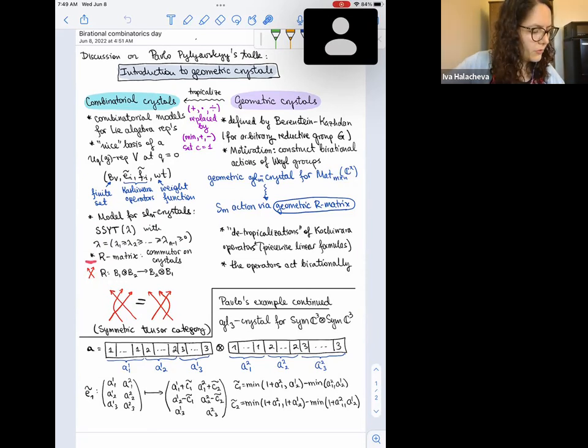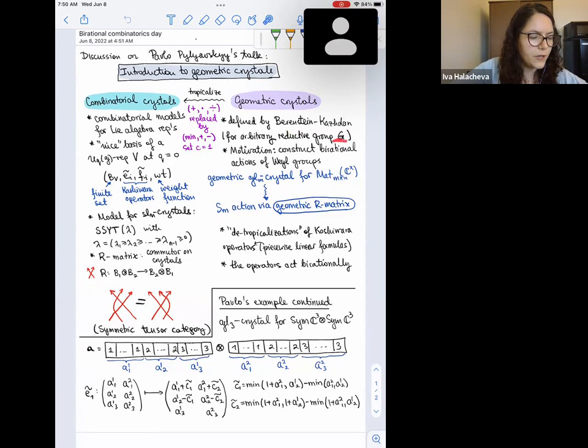Then he described the R matrix, which gives you a commutor on crystals. So this swapping of the tensor product satisfies the braid relation. Pictorially, one can visualize it this way. If you think about the whole category of crystals and maps between them, this gives it the structure of a symmetric tensor category, namely there's an action of the symmetric group on tensor products. And now on the geometric side, geometric crystals were defined by Bernstein and Kazhdan.